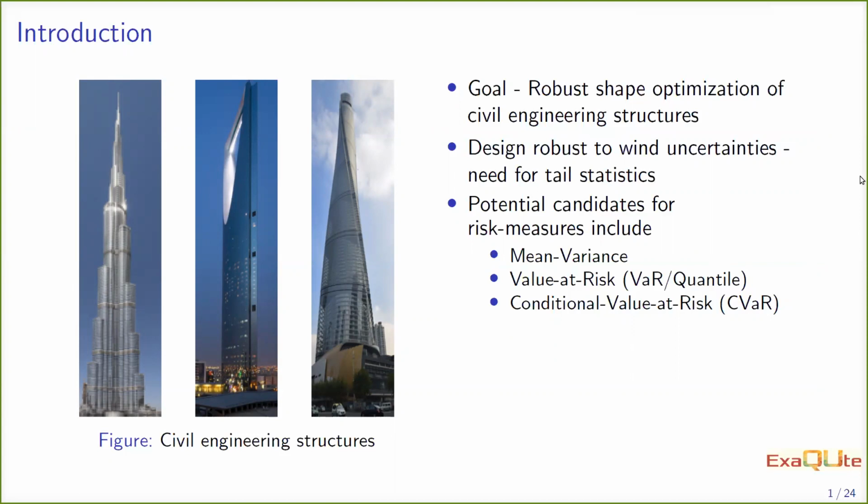We require a way in which to quantify these uncertainties, and we look at certain categories of risk measures. The first one is commonly used, which is called the mean variance risk measure. However, we aim to study more tail statistics in some sense, and so we look at measures such as the value at risk or the quantile, or the conditional value at risk, which has properties that are favorable to gradient-based optimization techniques.